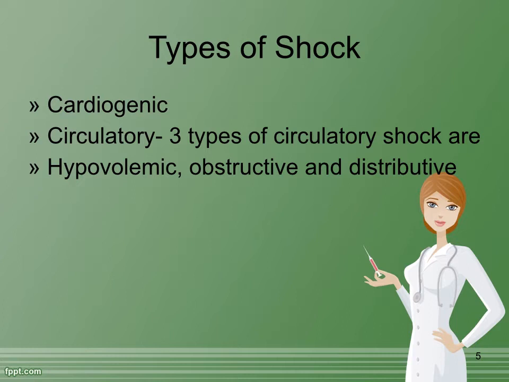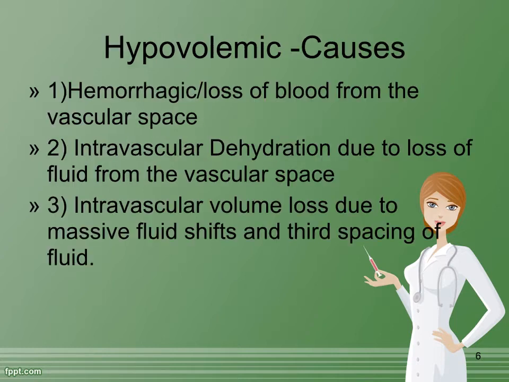The most common cause of cardiogenic shock is sudden acute pump failure following MI, myocardial infarction. Now, circulatory shock, which is a non-pump problem, is related to changes in the vascular space.